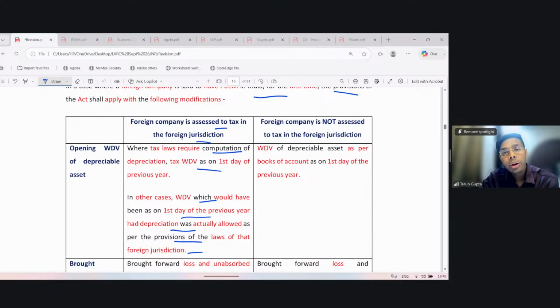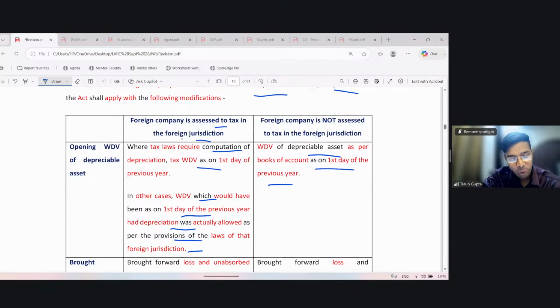However, if the foreign company is not assessed to income tax in the foreign country, then the WDV of the depreciable asset as per books of account as on the first day of the previous year shall be considered as the WDV for income tax purposes in India. Opening WDV.